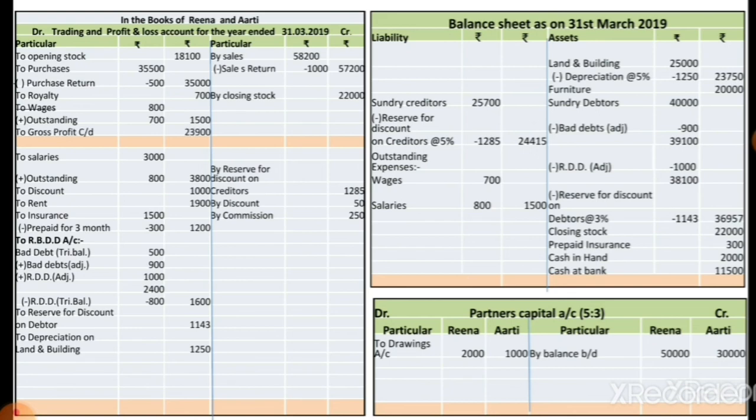First of all, we close the trading account. So first of all we take the total of the debit and credit side. Here we find out that the credit amount is more than the debit side. So the credit balance is called gross profit, and that is 23,900, and the total of the trading account is 79,200. Afterwards, that gross profit is transferred to the profit and loss account credit side as by gross profit, and directly in the outer column 23,900 is recorded.